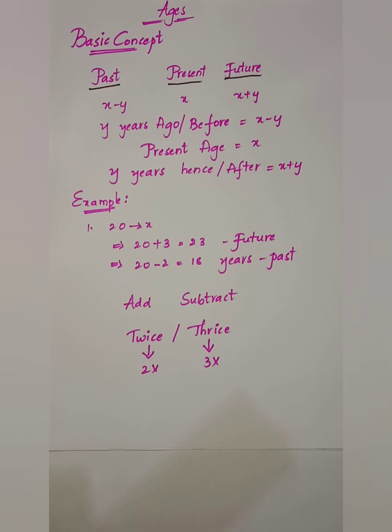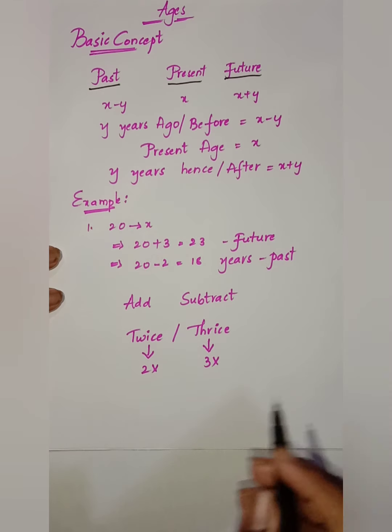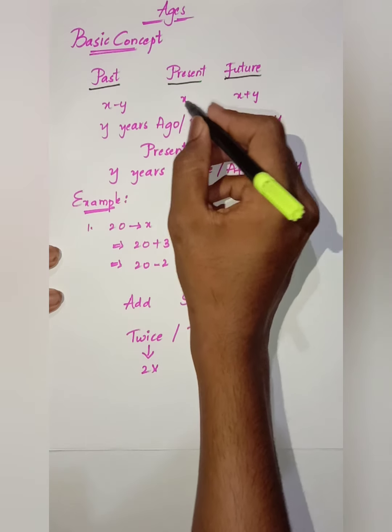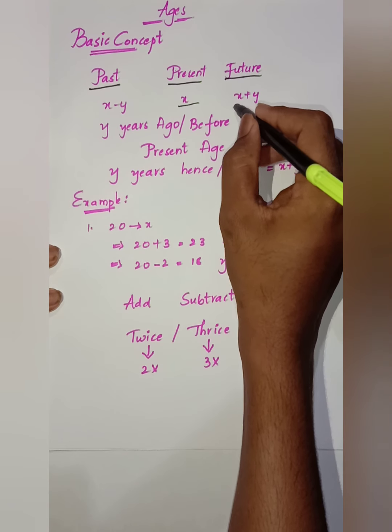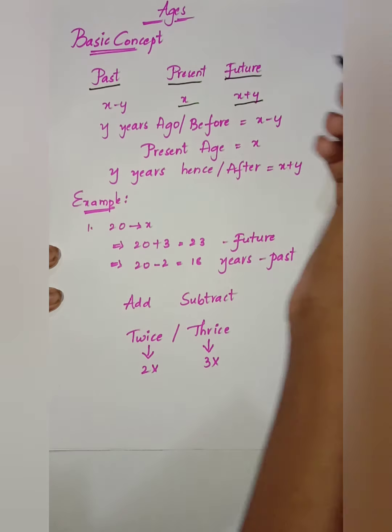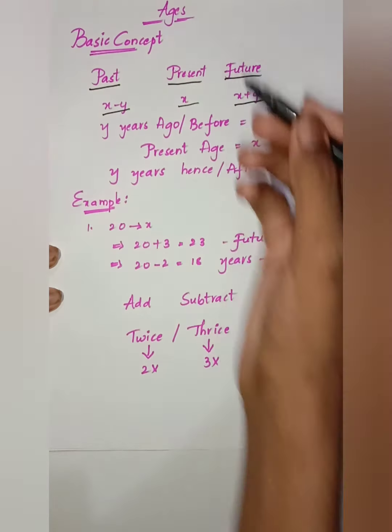So the topic we look into is ages. We will try to learn from scratch. In order to solve age problems, you should learn some basic concepts. The basic concepts to remember are past, present and future. The present age is denoted as x, the future is denoted as x plus y, and the past will be denoted as x minus y.